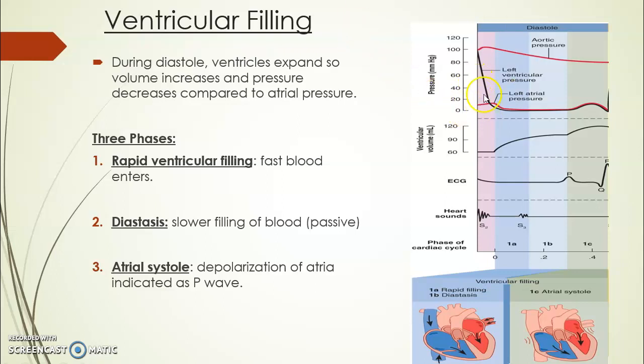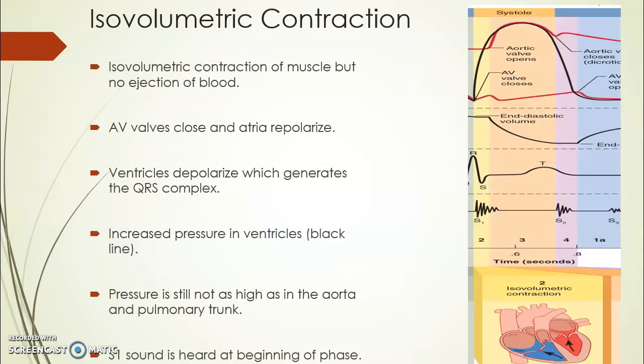So as we see, the ventricular pressure is this black line and the atrial pressure is going to be this red line. As we see the ventricles filling, the left atrial or the atrial pressure is going to be just slightly higher than the ventricular pressure. This is going to allow for these three phases to occur for that ventricular filling.